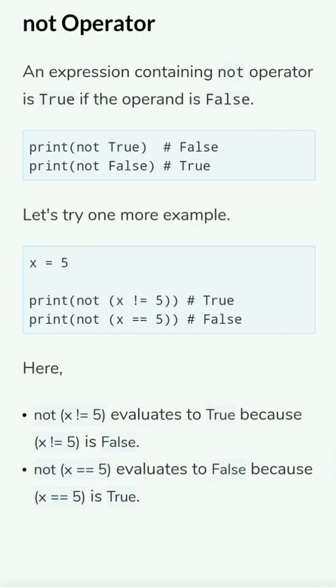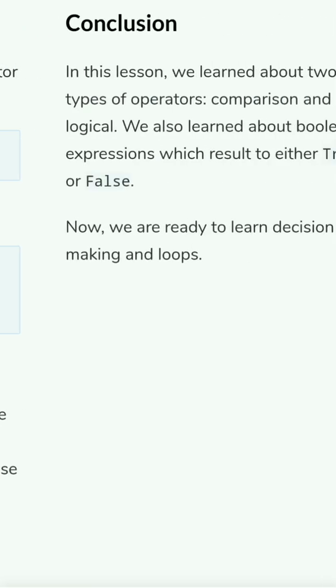Now coming up next is the NOT operator. An expression containing the NOT operator is true if the operand is false. So print not true is going to give you the result false. Print not false is going to give you the result true.